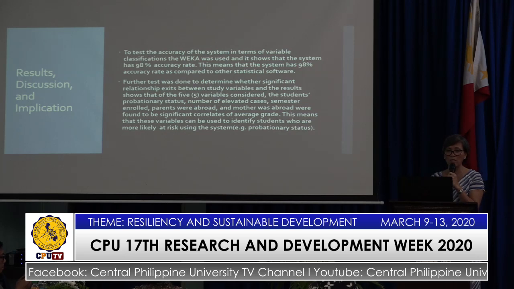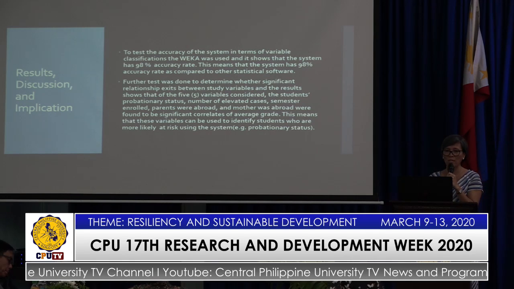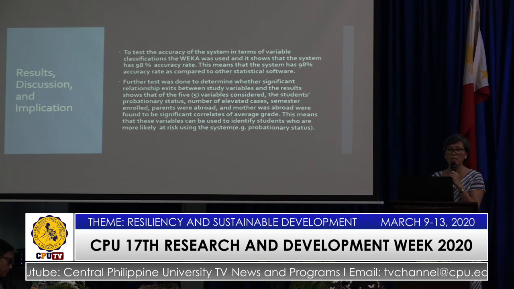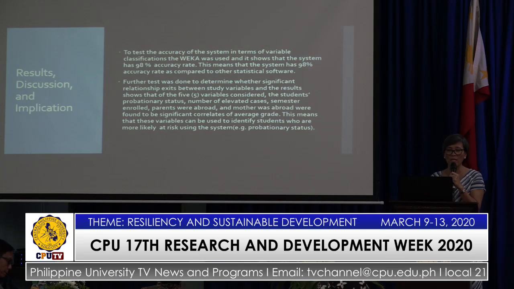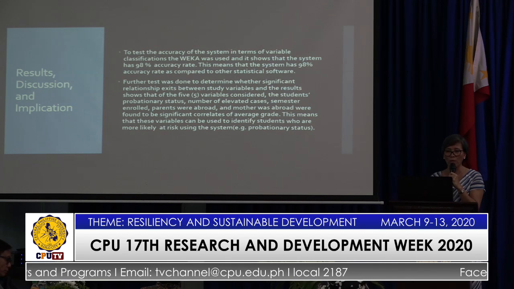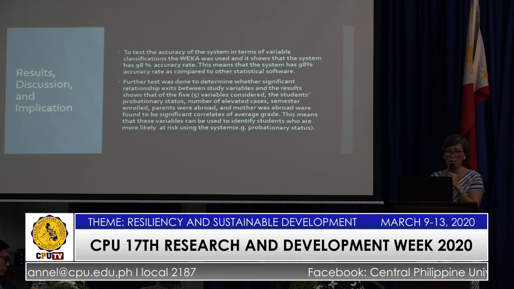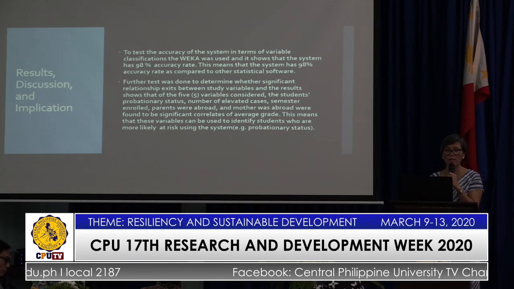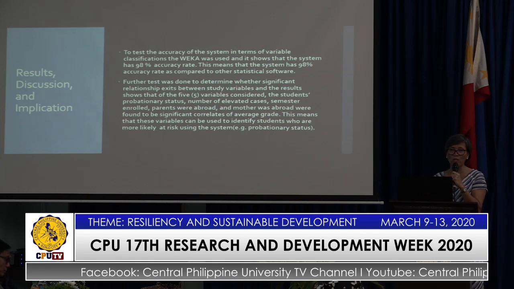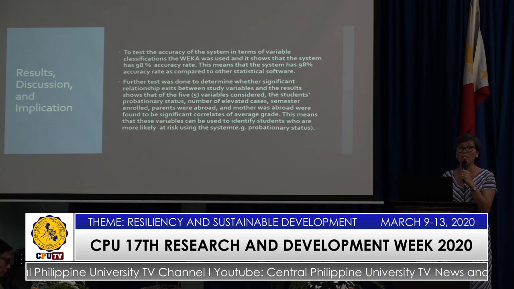Second, a further test was done to determine whether a significant relationship exists between study variables, and the result shows that of the five variables considered, which are the student's probationary status, number of elevated cases, semester enrolled, parents were abroad, and mother was abroad, were found to be significant correlates of average grade. This means that these variables can be used to identify students who are more likely at risk using the system itself. So in the case of the College of Computer Studies, these are students that we classify to be under the probationary status.